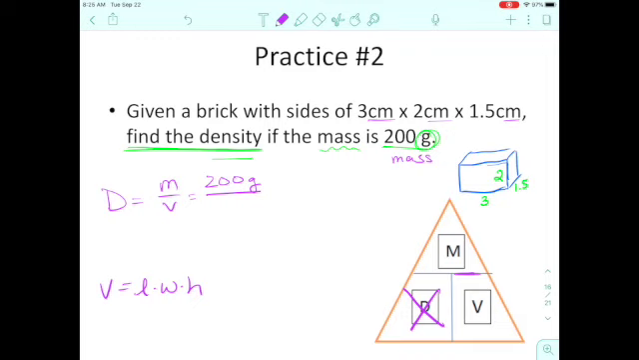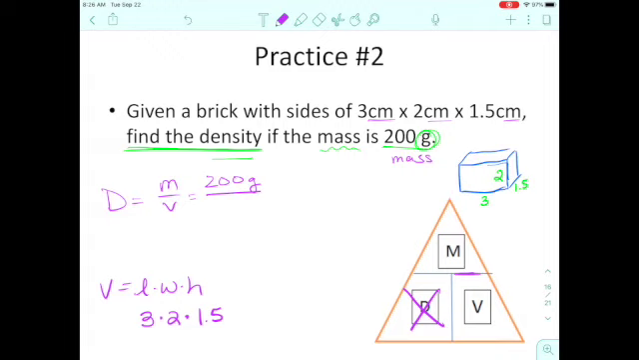Okay, so volume is going to be 3 times 2 times 1.5. Now it doesn't matter the order that you multiply these. You could do 1.5 times 3 times 2. It does not matter the order. I'm just going in the order that they were in the problem.